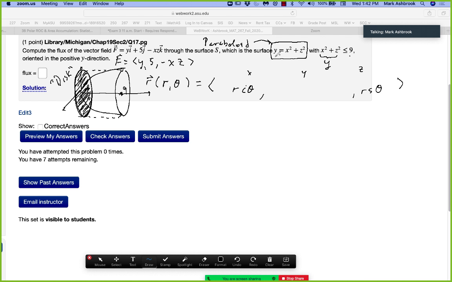Y is just, for the surface, x squared plus z squared, so it'll be r squared cosine squared theta plus r squared sine squared theta. And what's that? R squared. Just r squared, right? Factor out r squared and you get r squared times 1. Okay, so we got our parametrization of the surface, and we've got our function, which we're going to rewrite in terms of this x, y, and z, and we need the cross product. So we're going to do r_r cross r_theta.